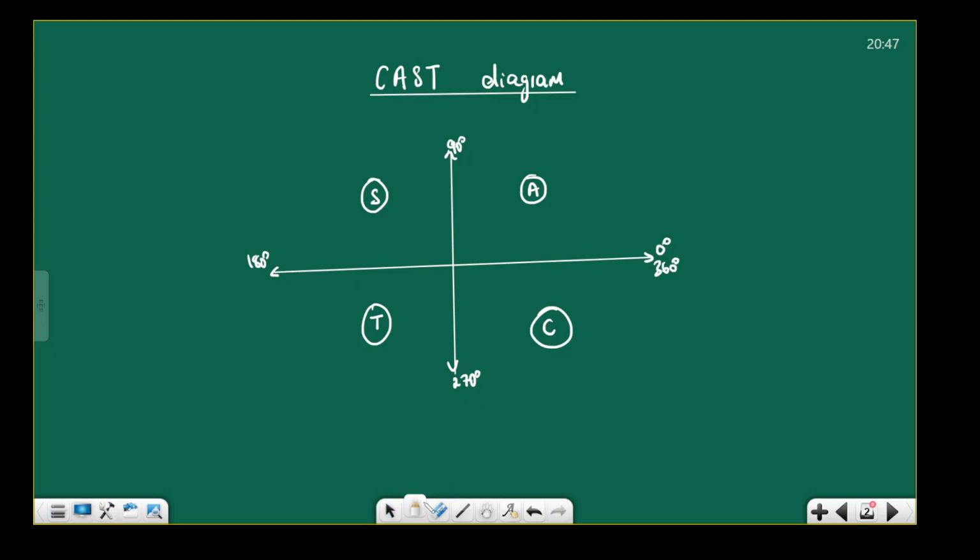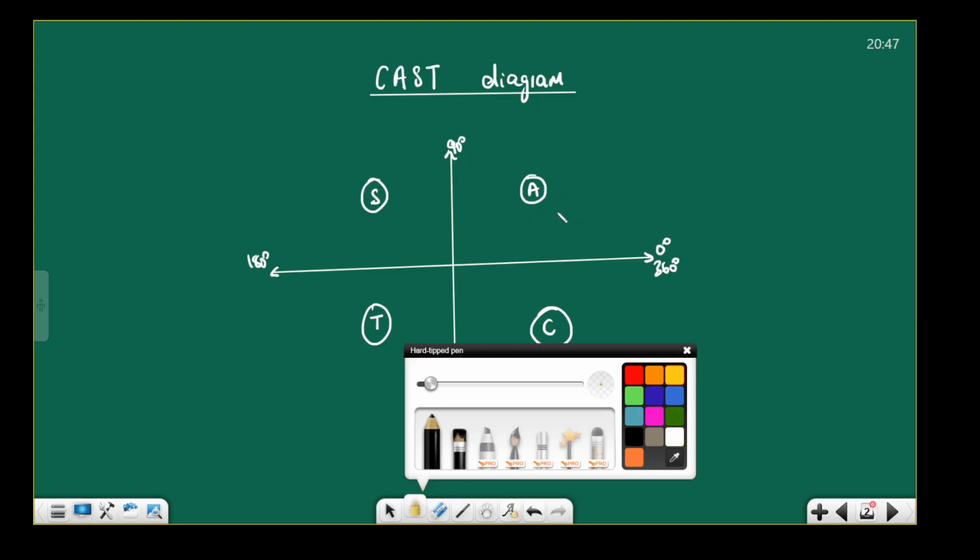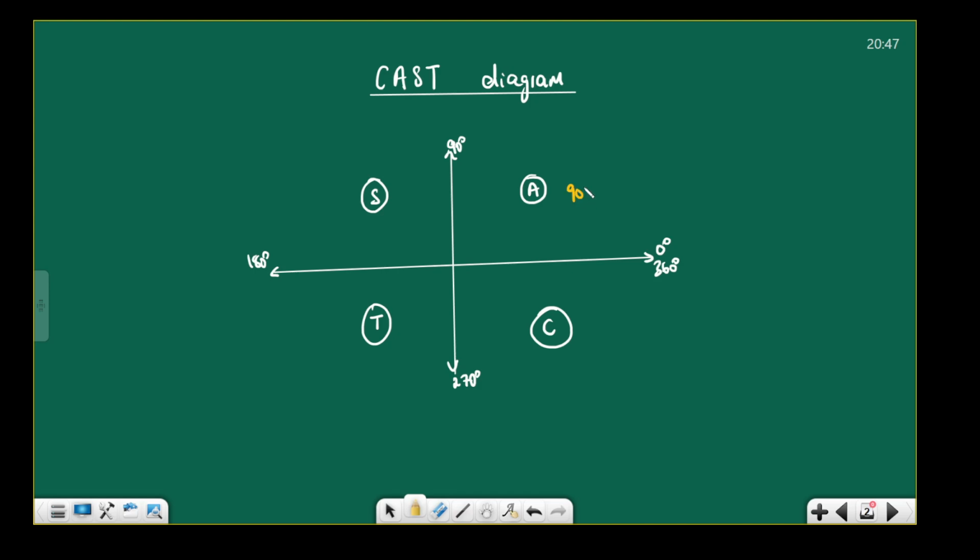Now please remember that this quadrant is the quadrant for 90 minus theta, or for theta, or for 360 plus theta. Then we're gonna have 180 minus theta, and then we're gonna have 180 plus theta in here, and then we're gonna have 360 minus theta.